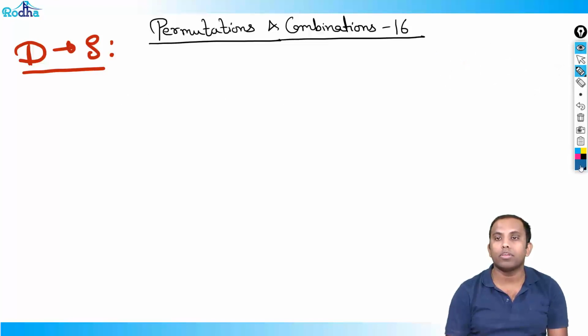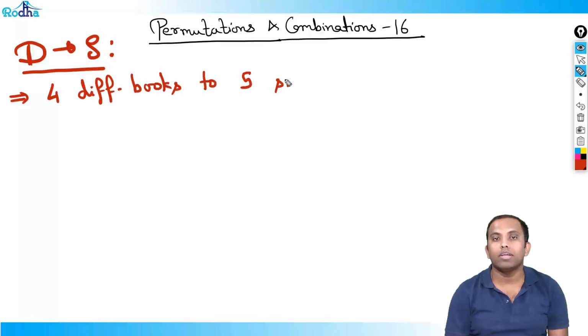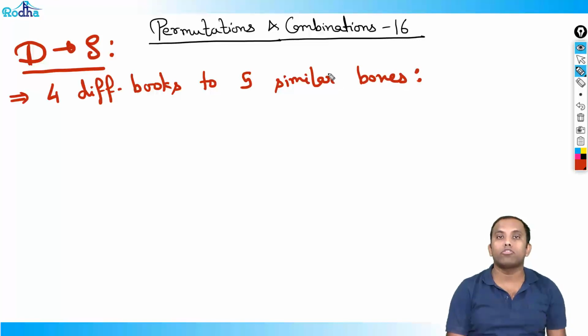What we are doing here is putting four different books into five similar boxes. Now see, we'll do a lot of questions here: different to similar, and then we'll bring that equation onto this context. How to solve by equations, how to solve by method, a lot of concepts are there in the next few videos. Please watch each video very carefully.